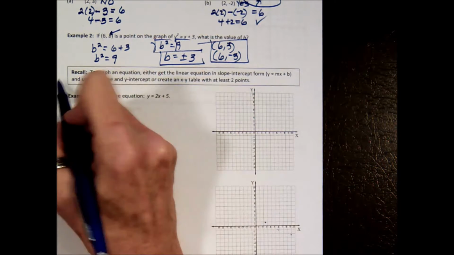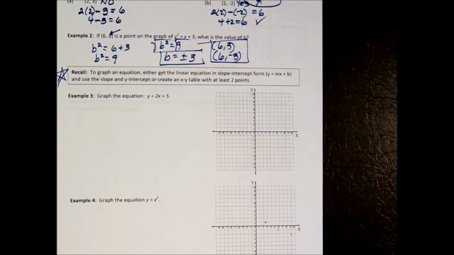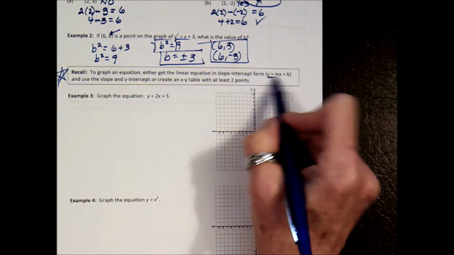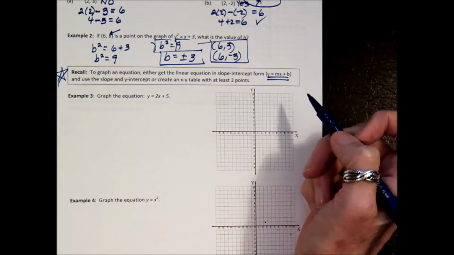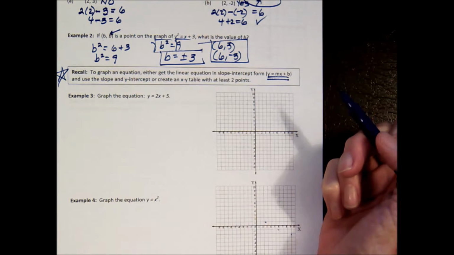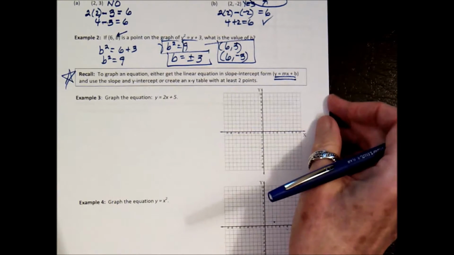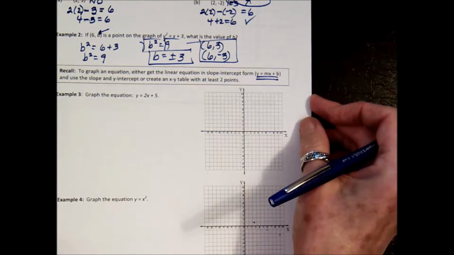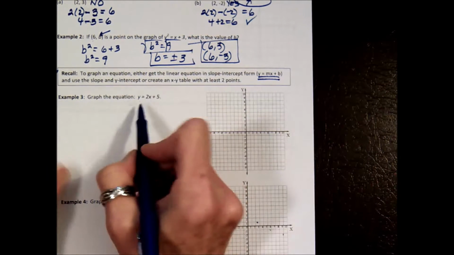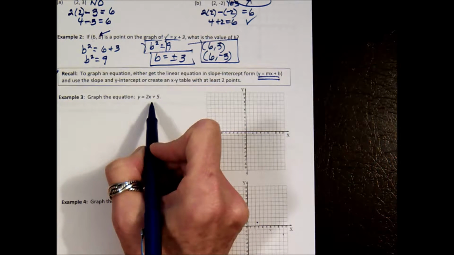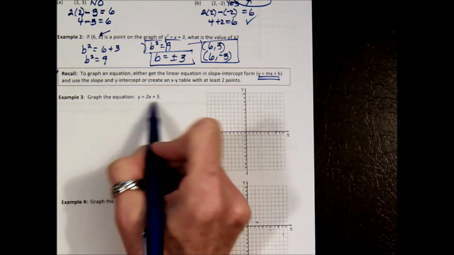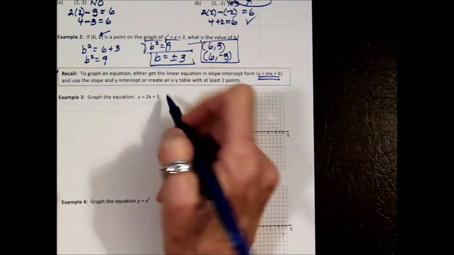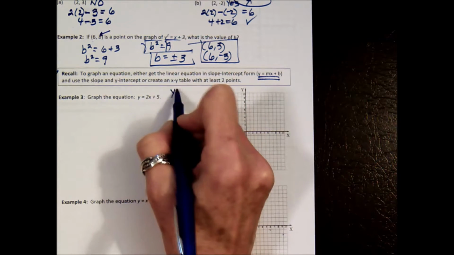To graph an equation, I'm reading right here, either get the linear equation in slope-intercept form, which is this, and use the slope and y-intercept, or create an xy table with at least 2 points. And sometimes I do it one way and sometimes I do it the other. It just sort of depends on what you're given. So if I was asked to graph this equation, I wouldn't do an xy table.